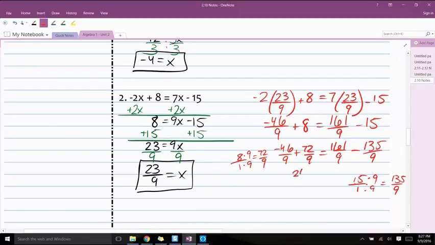Negative 46 plus 72 is 26 over 9. 161 minus 135 is 26 over 9. That is true. Nice work, my friends.